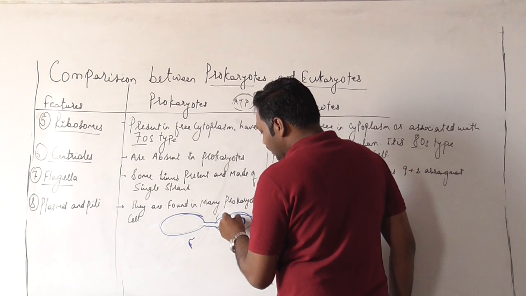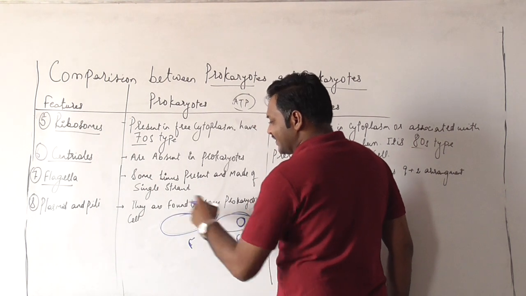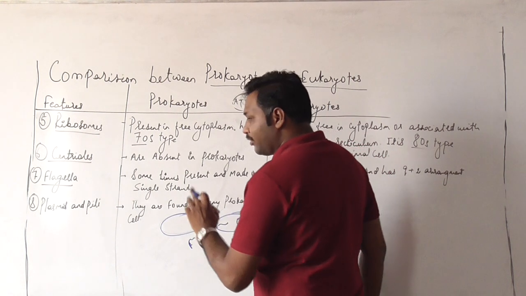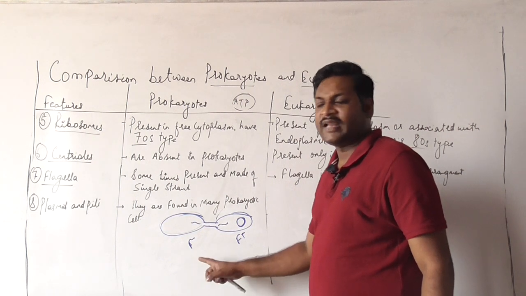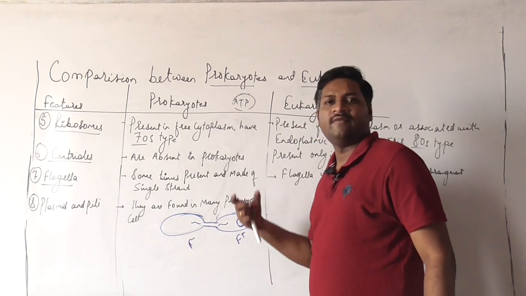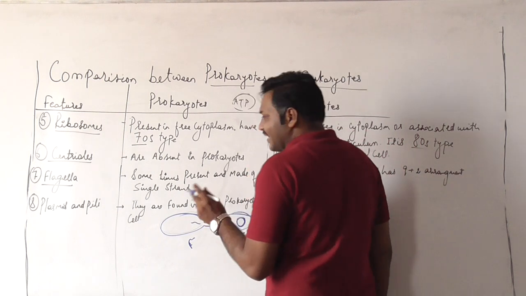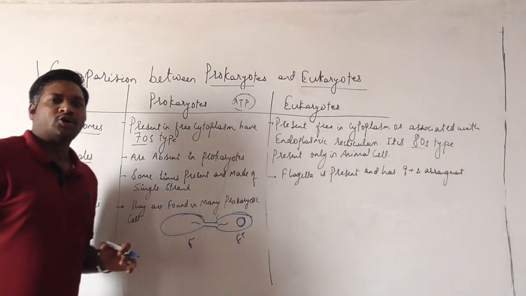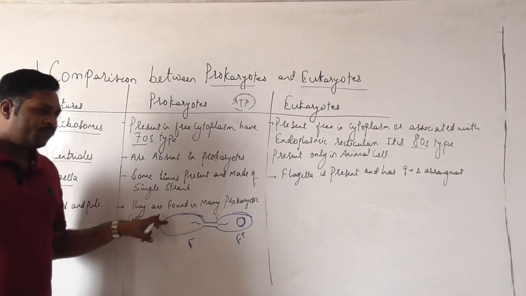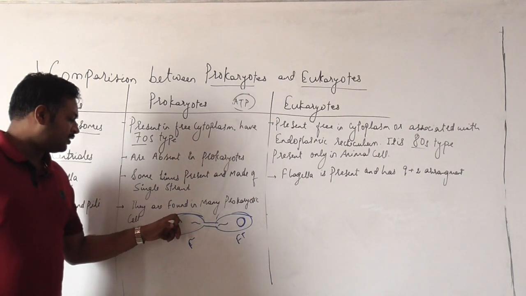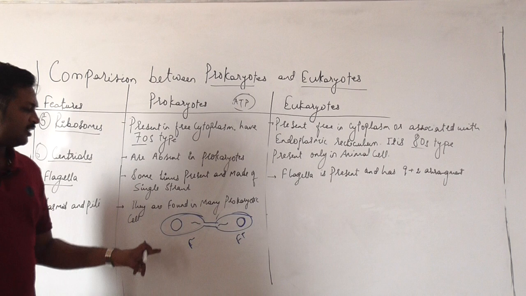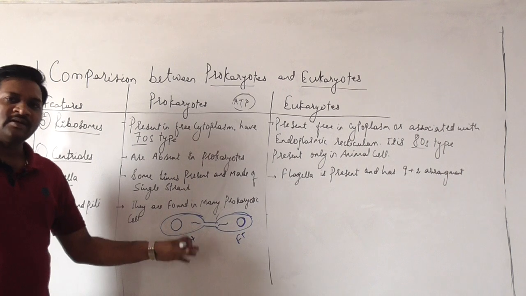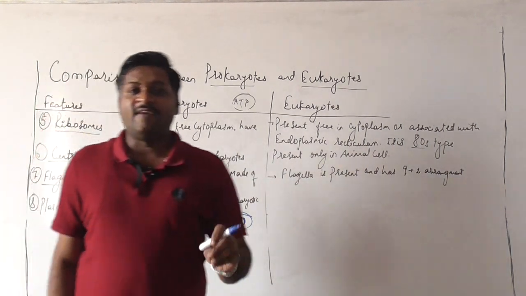So what happens is, by conjugation, through the F pili or the sex pili, there will be transfer of a fragment of the plasmid into another bacterial cell. They will absorb it, and the plasmid has a capability called self-replicating. That is, it shows the autonomous type of replication. That means it will replicate by its own and develop into another plasmid. In this way, it will also become the F plus. F minus to F plus. So that is what the F plasmid is.